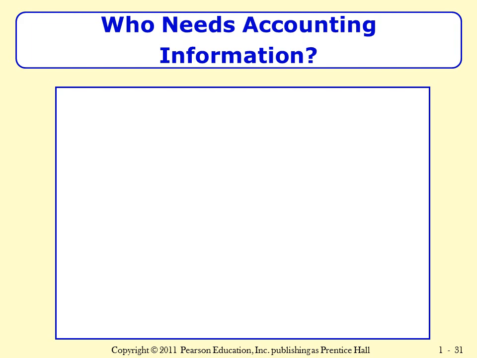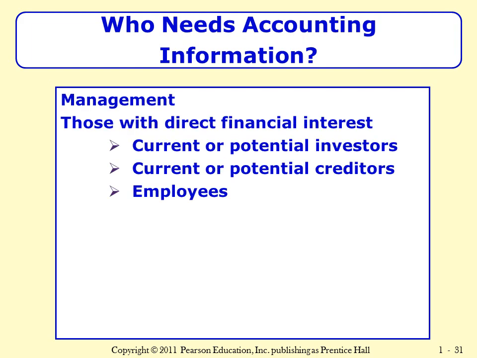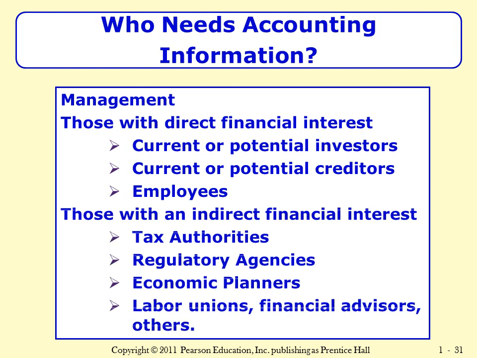So who needs accounting information? Turns out everybody needs accounting information. Management needs it. People with direct financial interests really want to know accounting information. They want to know how's their money doing. So those people with direct financial interests would include current or potential investors, current or potential creditors, and employees. Those with an indirect financial interest include the tax authorities like the IRS or the SC Department of Revenue, regulatory agencies, economic planners, labor unions, financial advisors, etc.